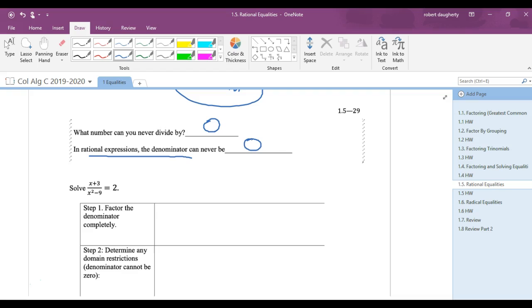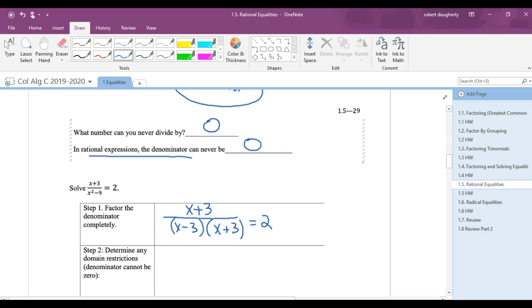So I've got another one here, x plus 3 over x squared minus 9 equal 2. Now what you really need, you need to make sure that the denominator is factored completely. So let's do that. This is x plus 3 over, how do I factor x squared minus 9? Yeah, that's x minus 3, x plus 3 equal 2. I don't know why I did that. x minus 3, x plus 3 equal 2.